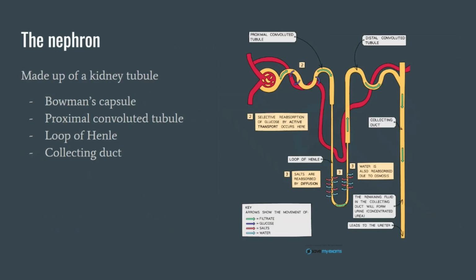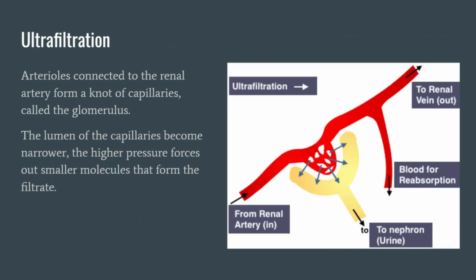A nephron is made of four main parts: the Bowman's capsule, the proximal convoluted tubule, the loop of Henle, and the collecting ducts. In the kidney, the blood filtering process is split into three smaller processes: ultrafiltration, selective reabsorption of glucose, and reabsorption of water and salts. The first step, ultrafiltration, begins when smaller arteries, called arterioles, branch off the renal artery.